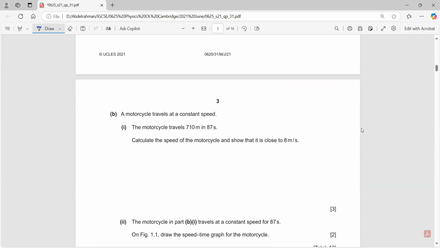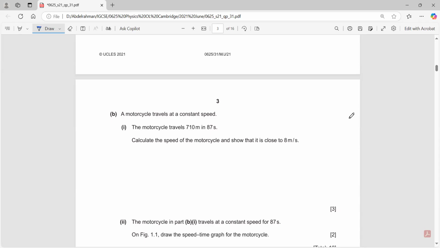In B, a motorcycle travels at constant speed. He travels 710 meters in 87 seconds. Can I find the speed and show that it's close to 8 meters per second? Yes, I can do that.